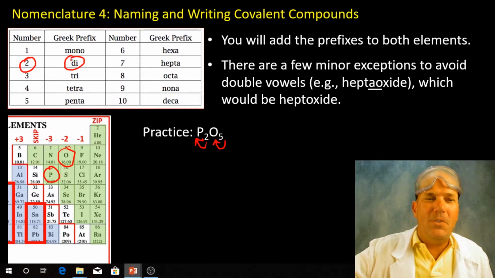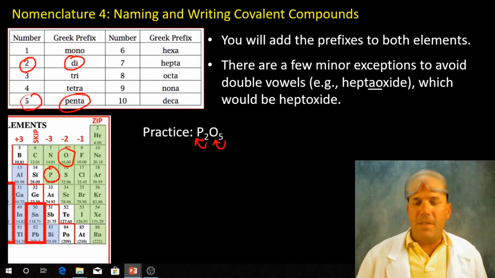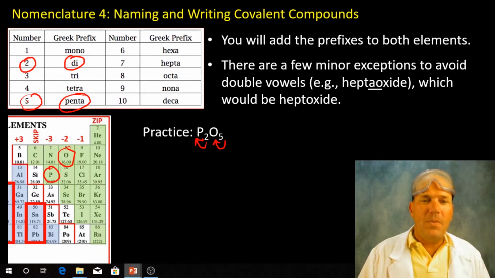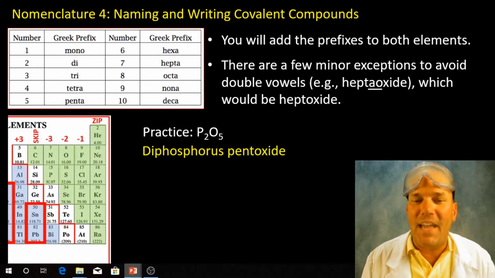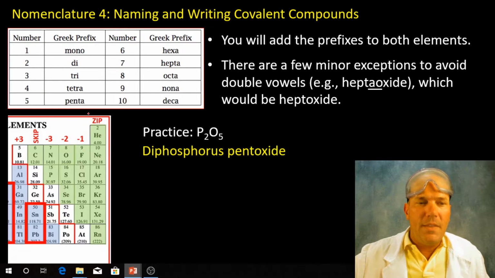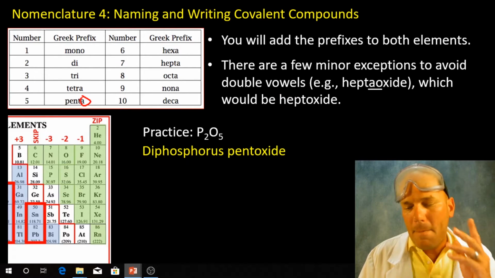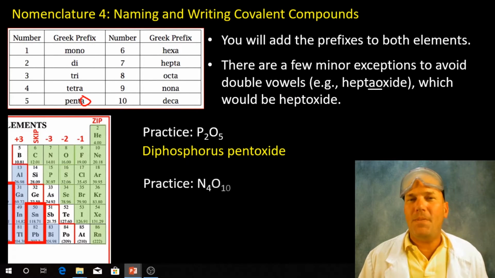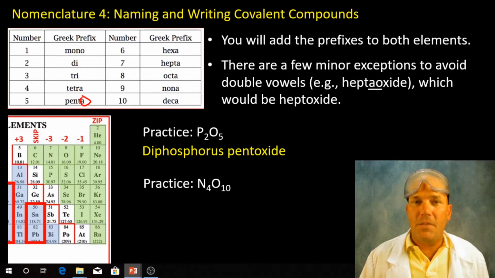So for 2, we use the prefix di. For 5, we use the prefix penta. So this is diphosphorus pentoxide. Now notice the A in penta has been omitted to avoid this double vowel. Diphosphorus pentoxide. How about this one? And feel free to pause the video and do these on your own.